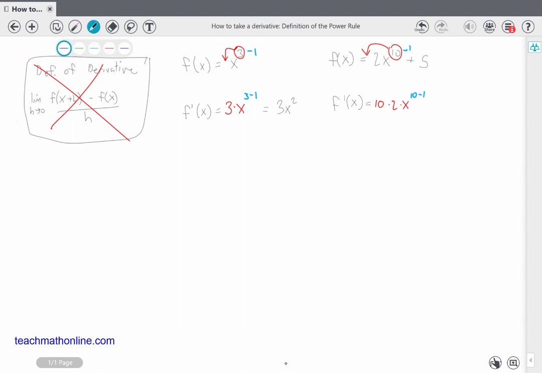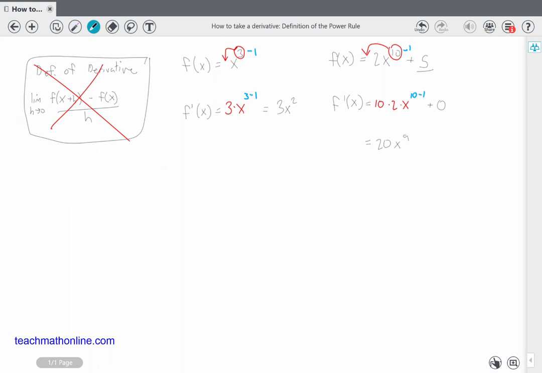And whenever we take the derivative of a constant, this is always going to be 0. The derivative of a constant is always 0. So what we're left with is going to be 20 times x to the 9th. This is the derivative of 2x to the 10th plus 5.